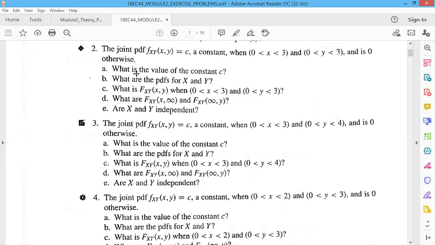The first one is, what is the value of constant c? That is, we need to calculate the PDF value. And what are the PDFs for x and y? That is nothing but we need to calculate the marginal PDF for x and y.